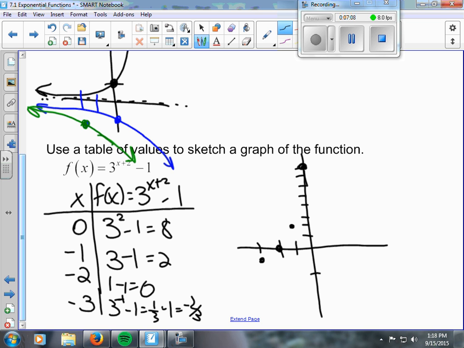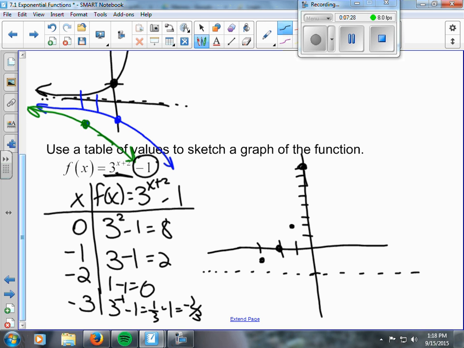All right, and I already did x equals 0, right? Okay. So what's happening here is I have my normal 3 to the x graph. This is going to shift me down 1. That means my horizontal asymptote is here at y equals negative 1. So even if you plot points, you still have to look for that horizontal asymptote.